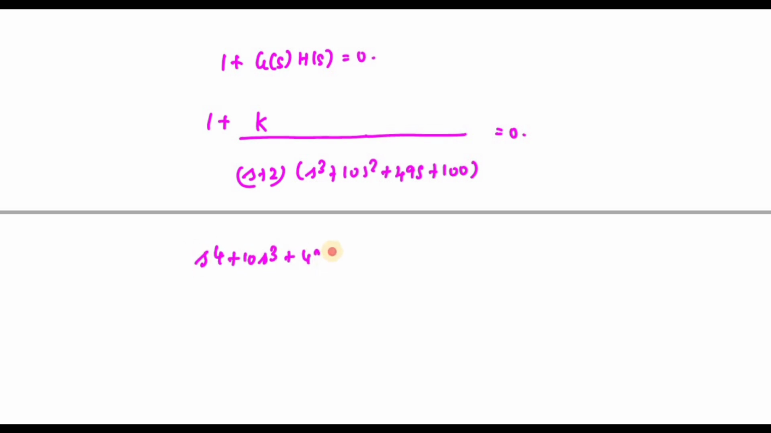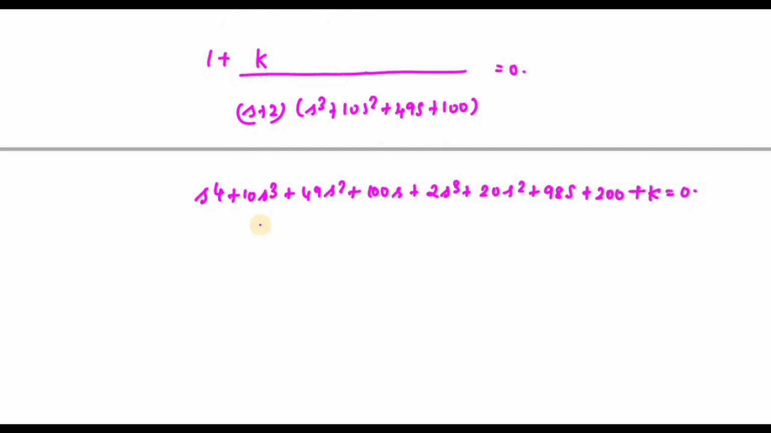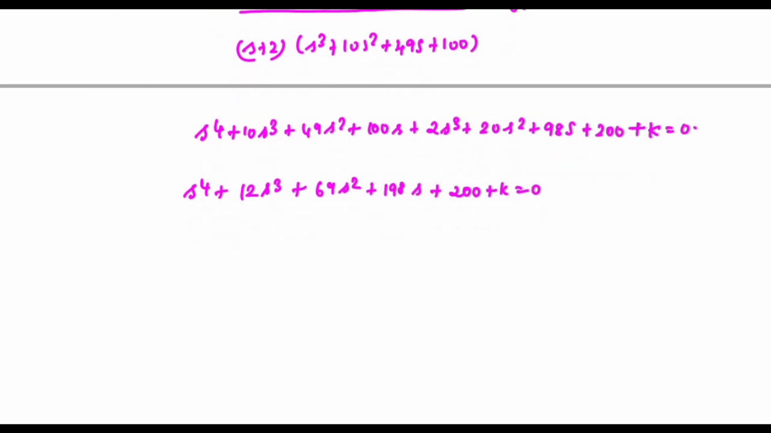If I multiply the denominator function on both sides, I will get s power 4 plus 10 s cube plus 49 s square plus 100 s plus 2 s cube plus 20 s square plus 98 s plus 200 plus K is equal to 0. Taking the common terms, s power 4 plus 12 s cube plus 69 s square plus 198 s plus 200 plus K is equal to 0.